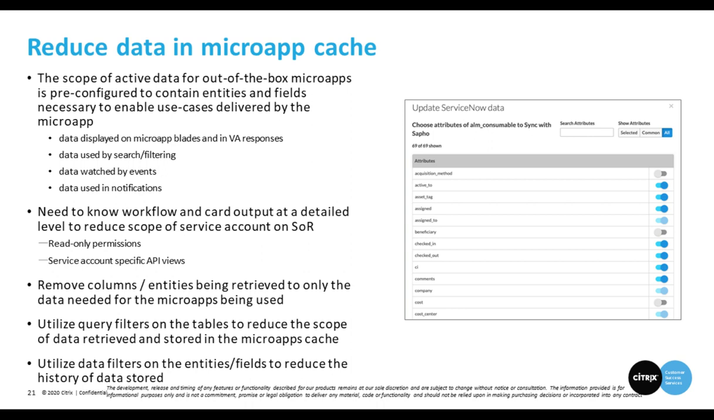So I would say to get started, it would be one of those scenarios where you want to kind of leave it alone, make sure that you get all the microapps working, and then you can start to trim that down as needed. In order to do that, again, you do have to know the workflow that you want to provide, but you do have the ability to remove columns from the specific database schemas. You can remove the entities that are being retrieved, basically to only the data that is needed for the specific microapp. You can also utilize a query filter on the table to reduce the scope of the data that's retrieved and stored inside of the microapp cache file, so that's how we'll trim the data down as well.